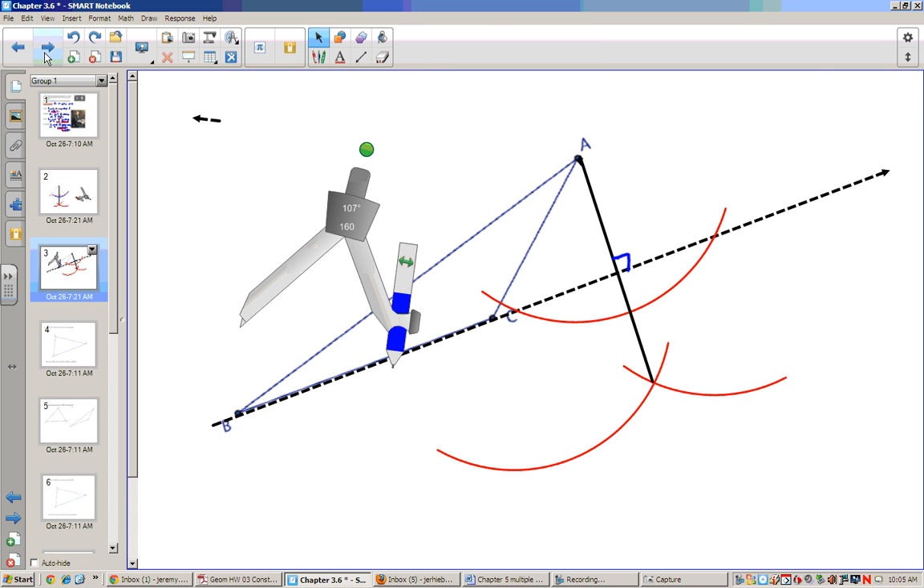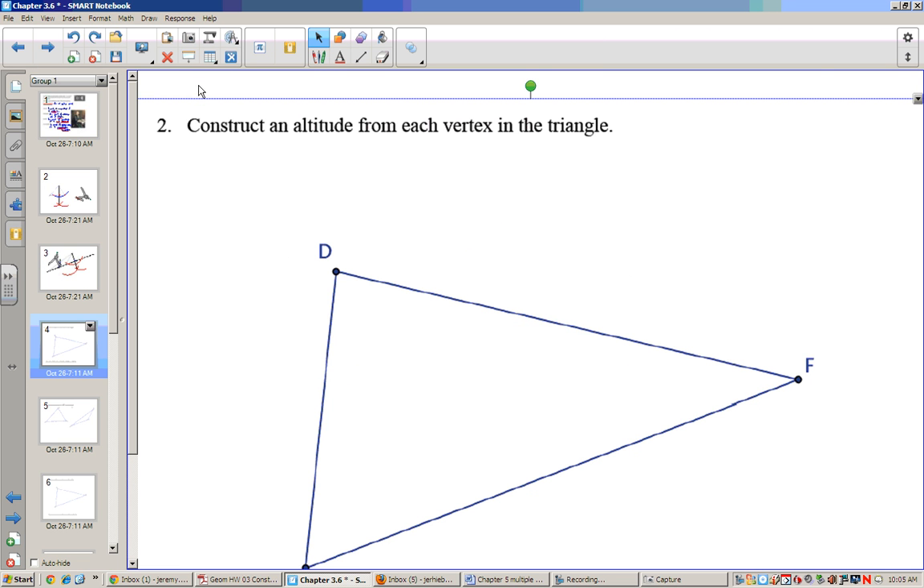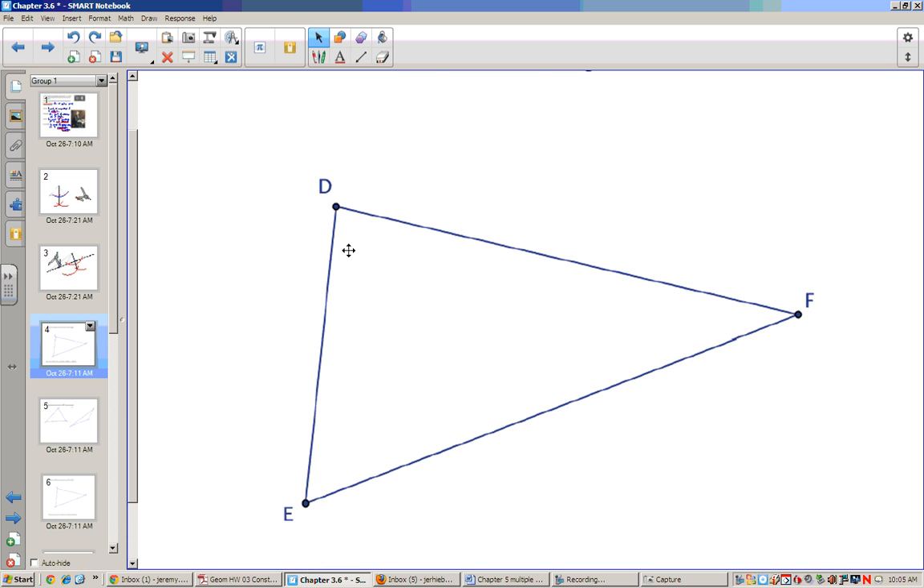Now what I want you to do is construct an altitude from each of these three vertices. So there will be three altitudes, and then you'll find a point where they all meet, and that will be called the orthocenter. So if you're doing this at home for the first time, I want you to pause the video, and when you're done, start it back up again.